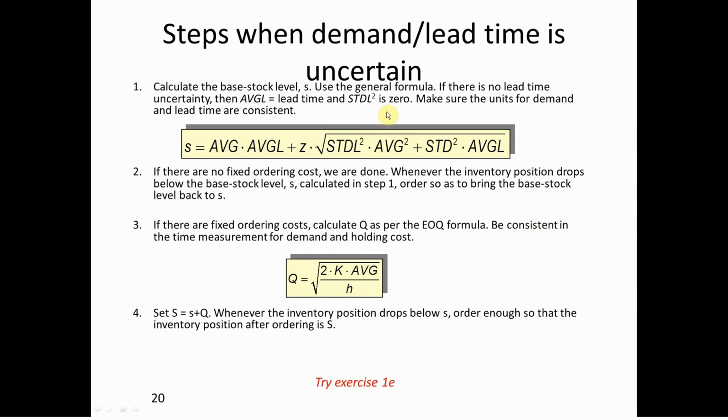So again, when demand or lead time is uncertain, you're going to just use this more general formula. You can always use this even if the demand is certain and the lead time is certain, because this will just degenerate into the regular newsvendor, as you'll see. Step 1 is to calculate the base stock level. Step 2, if there are no ordering costs, you're done. If there are fixed ordering costs, figure out the EOQ. Then you can apply the little s, big S inventory management model.